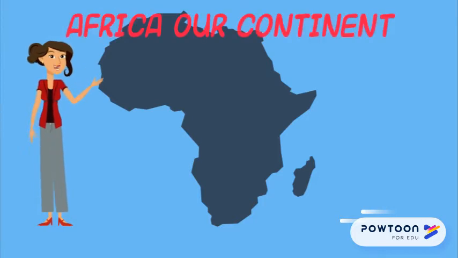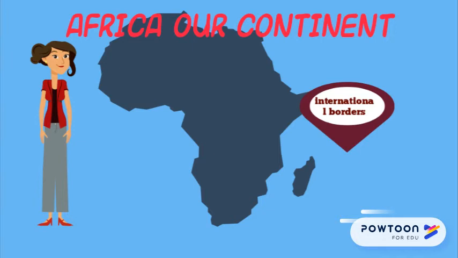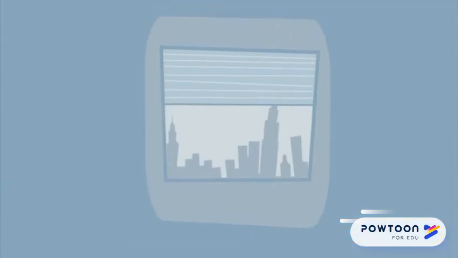There are many countries in the continent of Africa. Each country is separated from the surrounding countries by borders. These are called international borders because they pass between nations and countries. Sometimes international borders follow rivers and mountains.